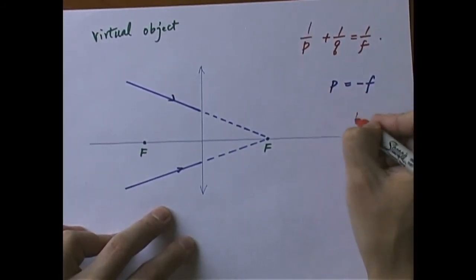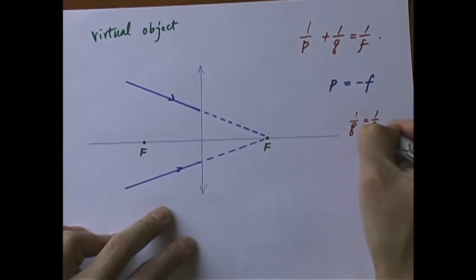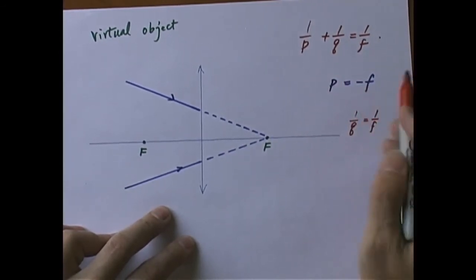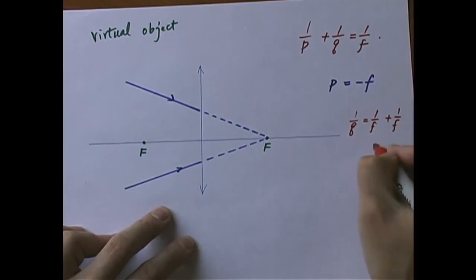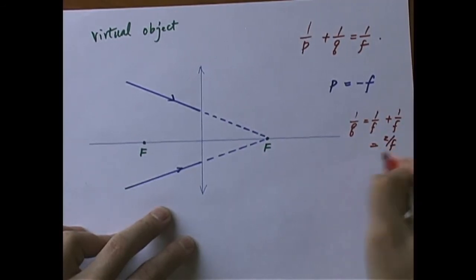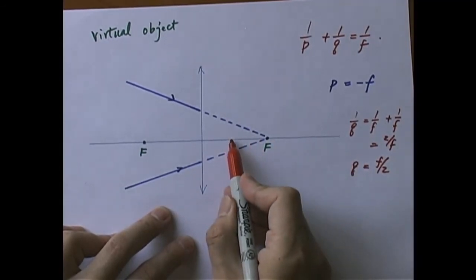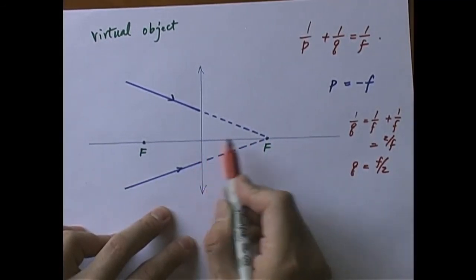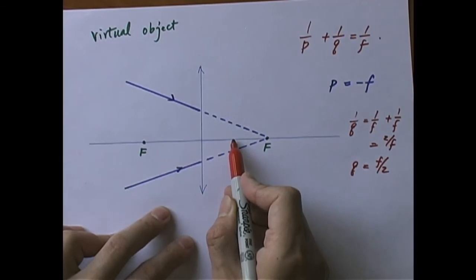So 1 over Q equals 1 over F minus 1 over P. But P is negative F, so it's actually plus 1 over F. And that is 2 over F. That means Q equals what? F over 2. So it's supposed to be focused here, midway, right? Between the optical center and the focal point. Because Q is half of F.